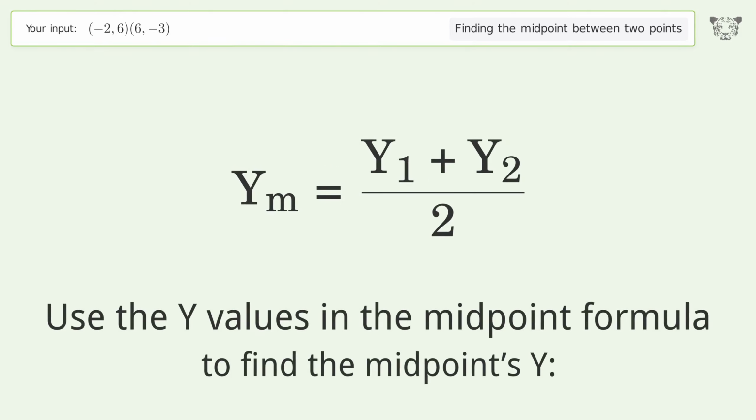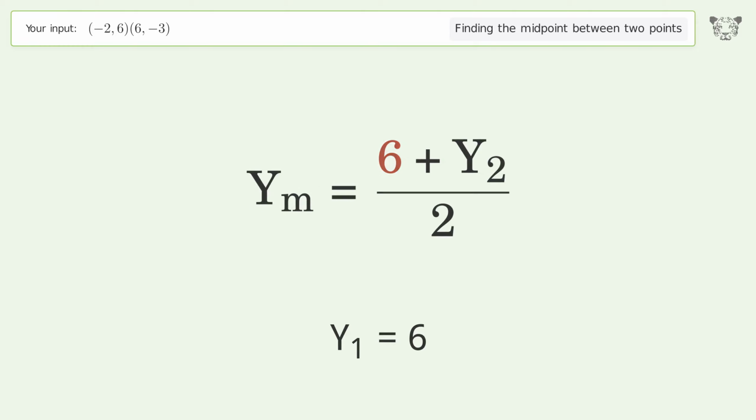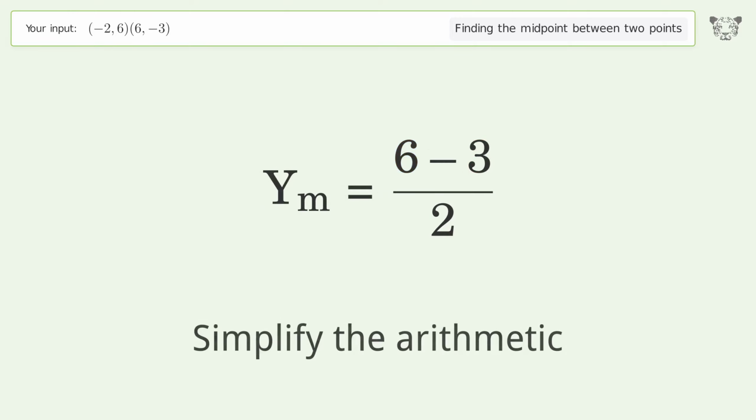Use the y values in the midpoint formula to find the midpoint's y. y1 equals 6. y2 equals -3. Simplify the arithmetic.